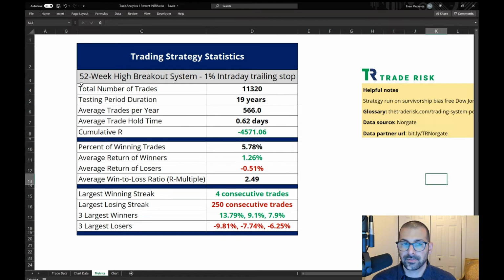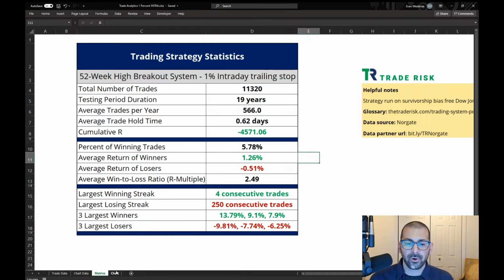We're on row 4 here. There were 11,320 trades taken. There's a ton of trades, because remember, this is only the Dow Jones, so you only have about 30 stocks in there. So that's a lot of trades over 19 years. The reason is that the stop loss is only 1% away, so you're going to continually get whipsawed out of the trade. Average hold time, 0.62 days. So you basically get in that day, and then you're getting out that same day because you're getting stopped out. Cumulative R, that's how we're measuring performance here. We're using risk multiples, is minus 4,571.